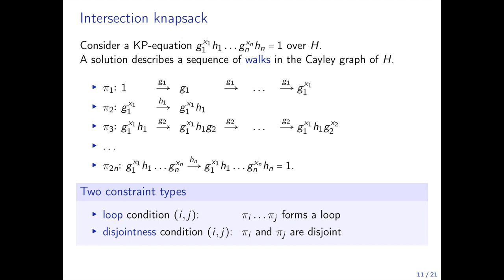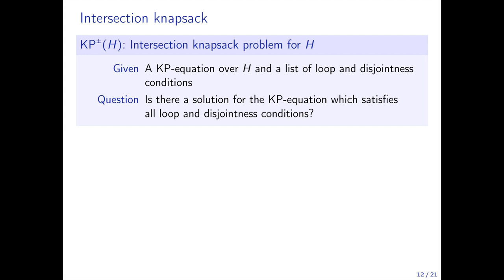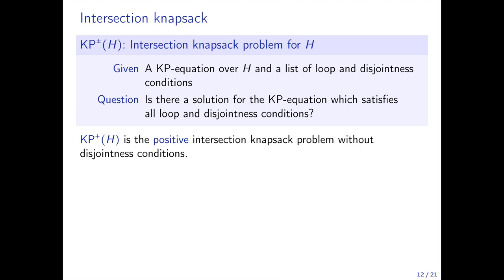Now, the intersection knapsack problem is the problem: given a knapsack equation and a list of loop conditions and a list of disjointness conditions, the question is, is there a solution for the knapsack equation which also satisfies all the loop and disjointness conditions? And then we define this restriction called the positive intersection knapsack problem, denoted by KP plus, which only allows loop conditions and no disjointness conditions.